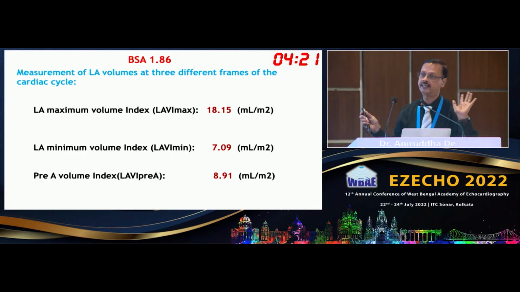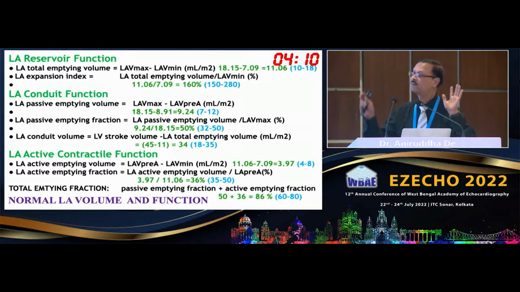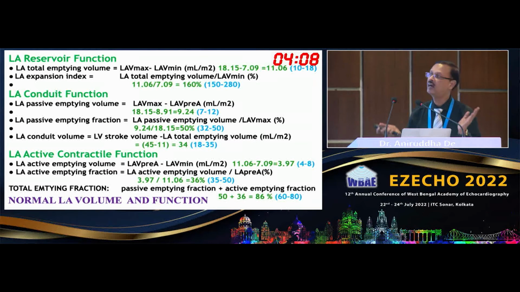And what do we get? The LA maximum volume index is 18, 7, and 18. All are within normal limits. You can get 3 volumes in a go. Now find out all the functions. You can find the volumetric function by these formulas. And you can see every parameter, these are the normal ranges, and every parameter is normal. Nothing is in red. So you can conclude this is a normal LA volume and normal LA function. Now come to the second case.